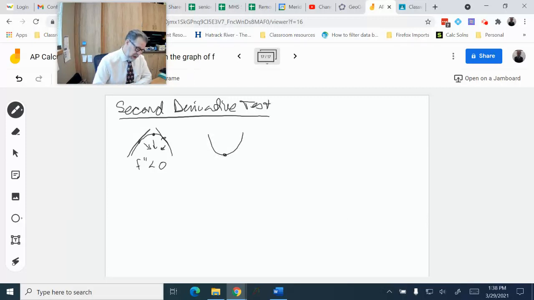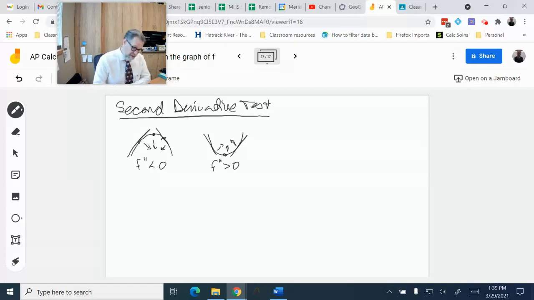Similarly, if we're looking at a minimum, this clearly is concave up all the way around. The slope is going from a negative to a positive. The second derivative is positive because the slope is increasing.